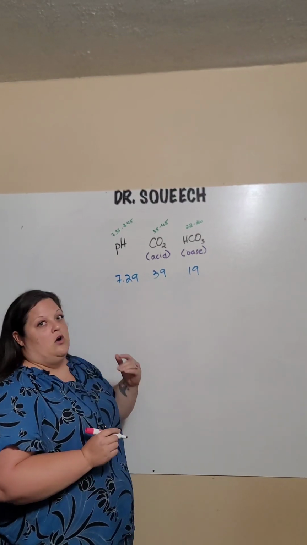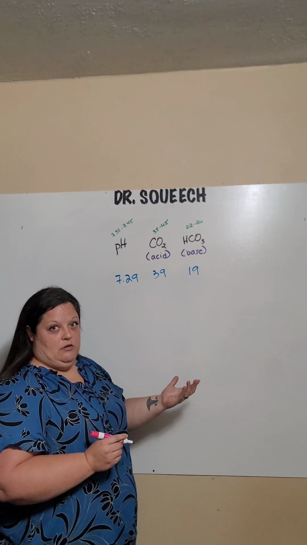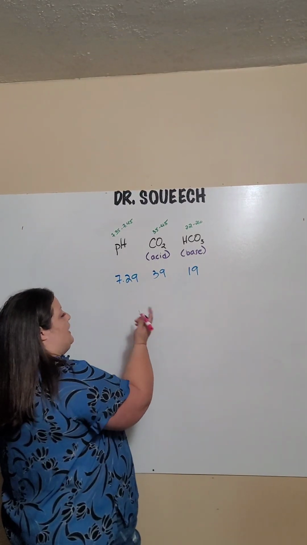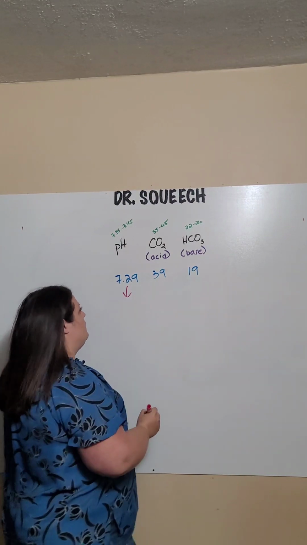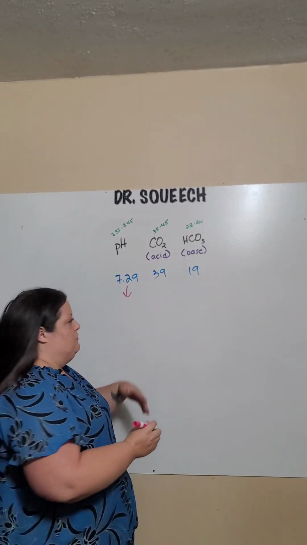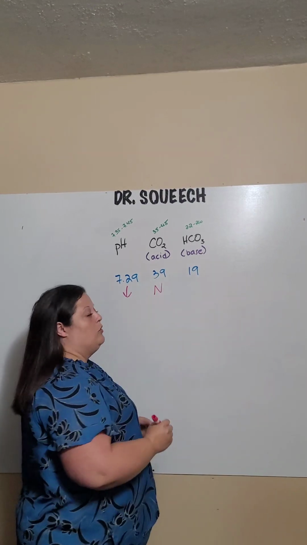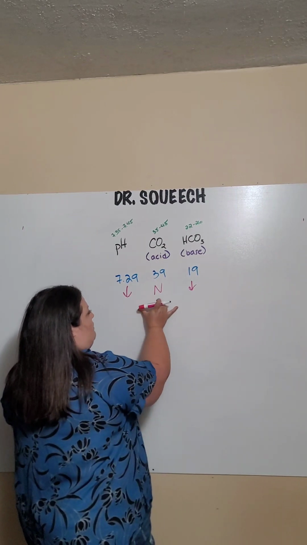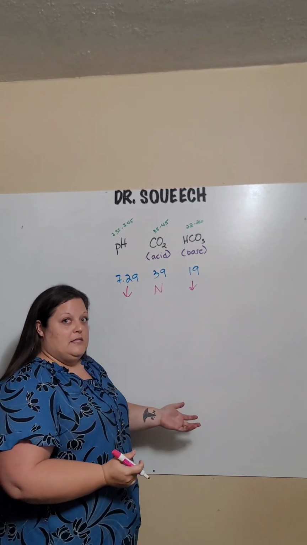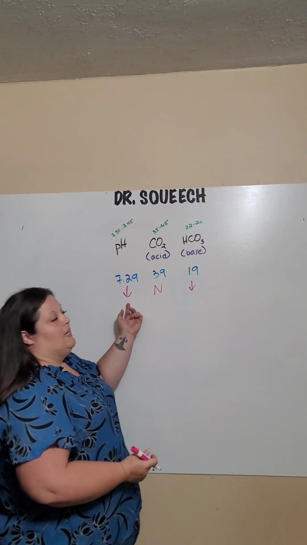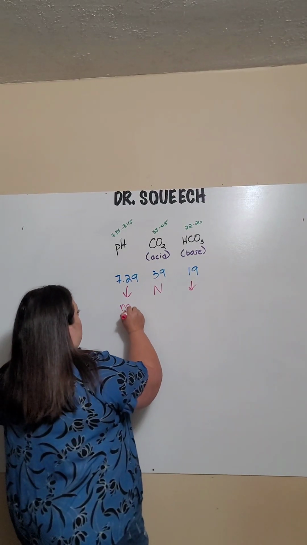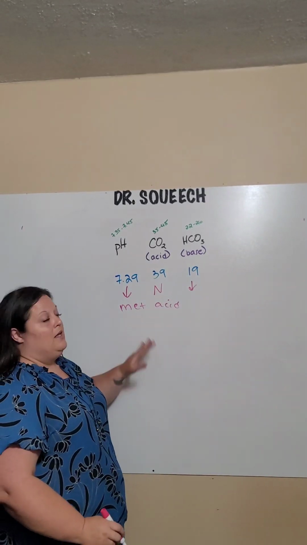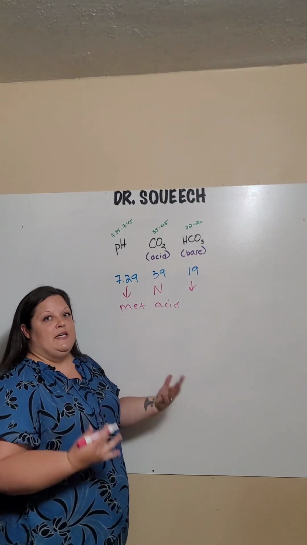So this is our uncompensated ABG value set. So we're gonna analyze this. Our pH first, 7.29, it is too low, so we're gonna use our down arrow. CO2 of 39, perfectly fine. So that's normal. And a bicarb of 19, that is too low. So because both of the abnormal values are headed in the same direction, they're both low, and we're in acidosis, this is a metabolic acidosis. This is uncompensated.